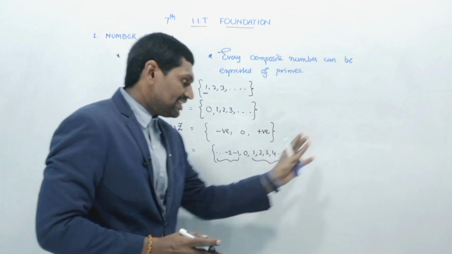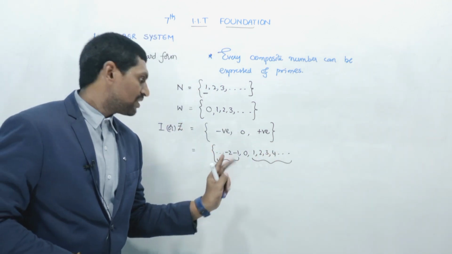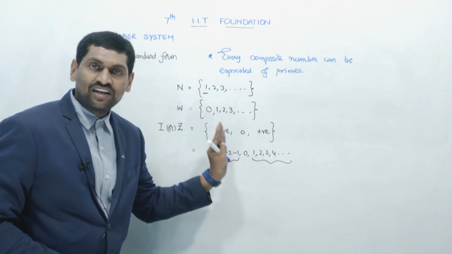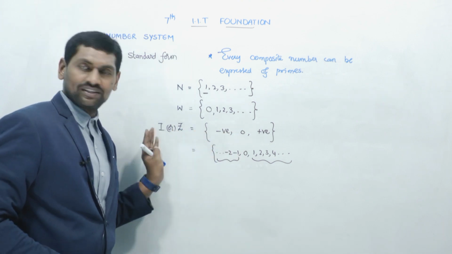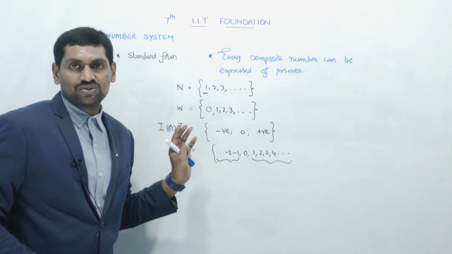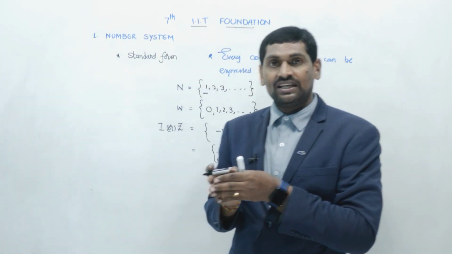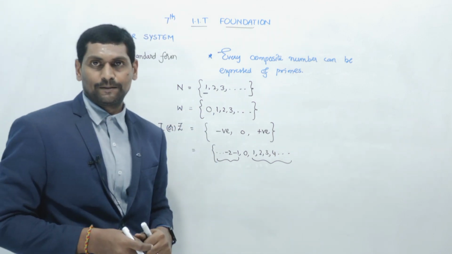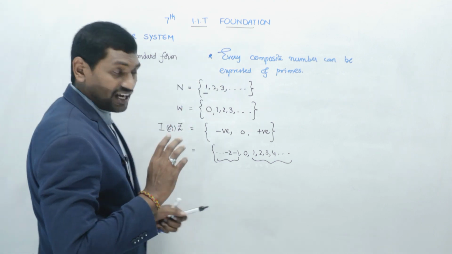Here the largest number cannot be determined, and the smallest number also cannot be determined, because -1 is less than 0, -2 is less than -1, -3 is less than -2. It is continuous and goes on like that. So you should understand that for integers, the largest number and smallest number cannot be identified. This is about natural numbers, whole numbers and integers.